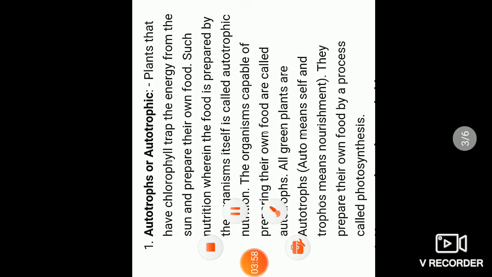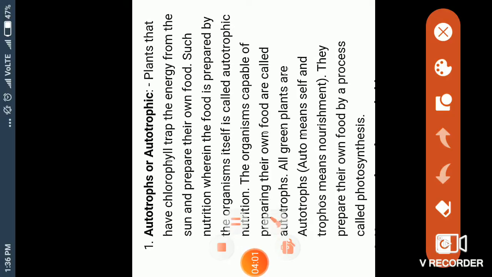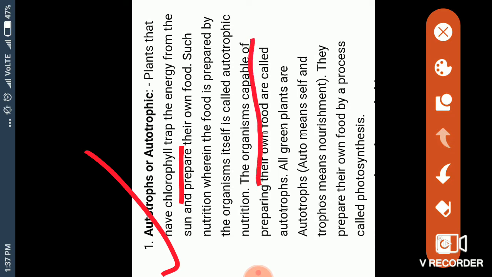Next one is autotrophs. I told you, autotroph means by self, making food by self. Plants that have chlorophyll trap the energy from the sun and prepare their own food. Chlorophyll is the green pigment found in the leaves, and it traps the sun's energy for making food. Such nutrition wherein the food is prepared by the organism itself is called autotrophic. Autotrophs are organisms that make their own food, जो अपना खाना खुद बनाते हैं. The organisms capable of preparing their food are called autotrophs. This is the definition. Understand? Make sure of it.